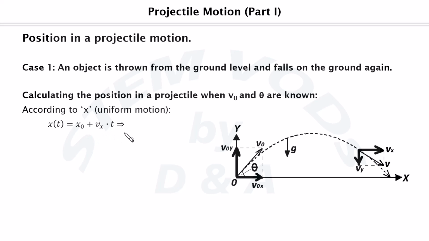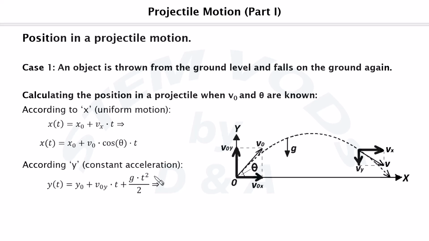When we replace v0x with v0 times cosine theta, this equation becomes x(t) equals x0 plus v0 times cosine theta times t. In the y direction, we have a motion with constant acceleration, so we write the corresponding formula you have seen in the vertical motion video. It is y(t) equals y0 plus v0y times t plus g times t squared divided by 2. When expressed in terms of the angle theta, this formula becomes y(t) equals y0 plus v0 sin theta times t plus g times t squared divided by 2.